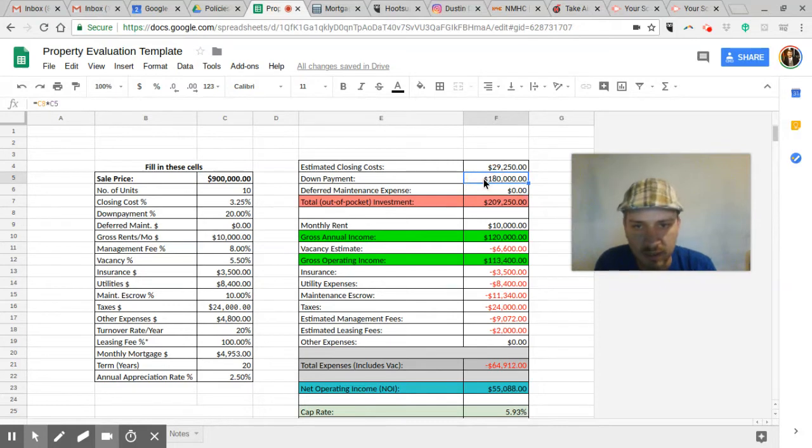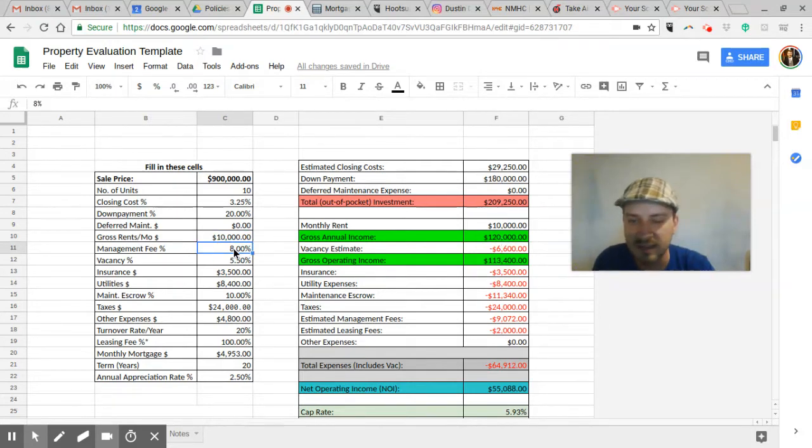This automatically calculates your down payment based on the percentage you put in over here. It automatically calculates your estimated closing costs based on that percentage as well. We're assuming our rents right now, gross rents monthly, $1,000 per unit, $10,000 a month. It automatically calculates your gross annual income.